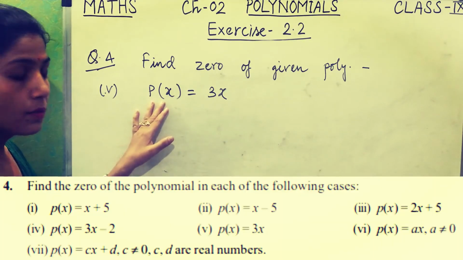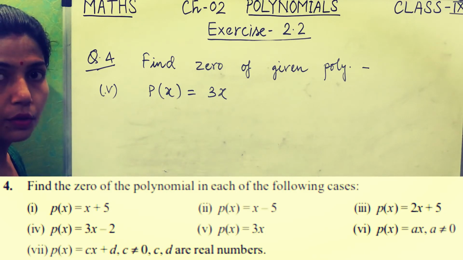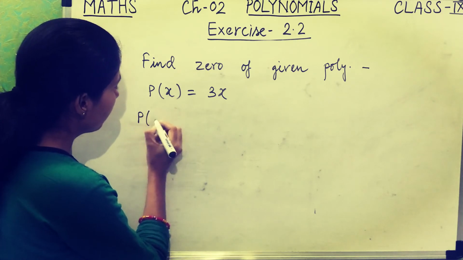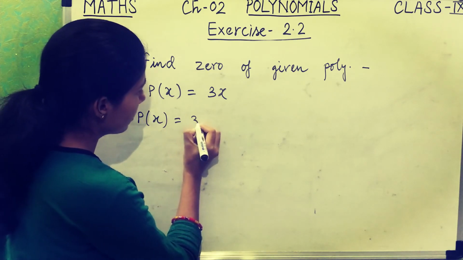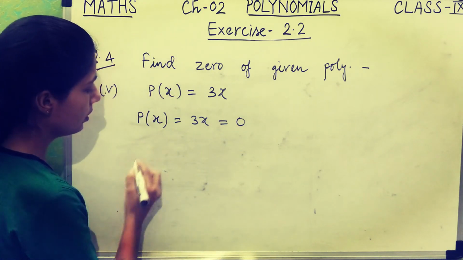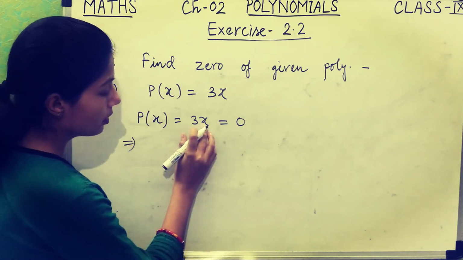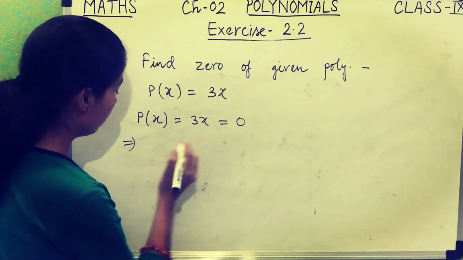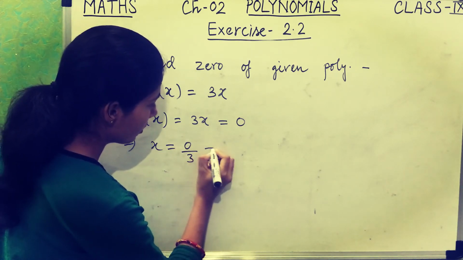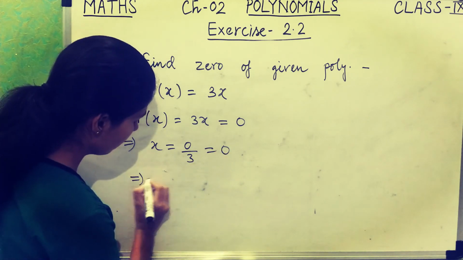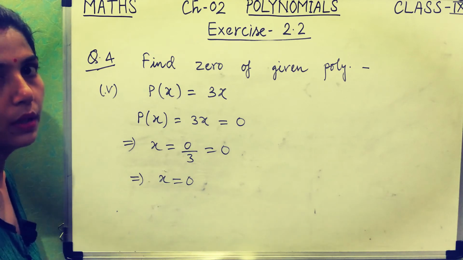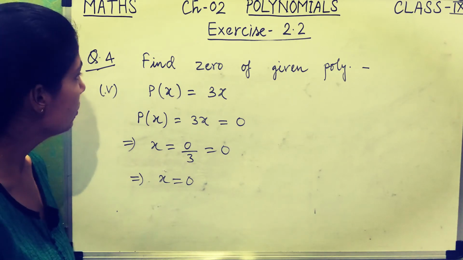Okay. The next part is the fifth, p(x) = 3x. Same procedure: you have to put p(x), that is 3x here, equal to 0. On transposing, 3 is multiplying, so on this side it will be divided, so 0 upon 3 is 0. So x = 0 is a zero of this polynomial. Okay, let's move to the next part.